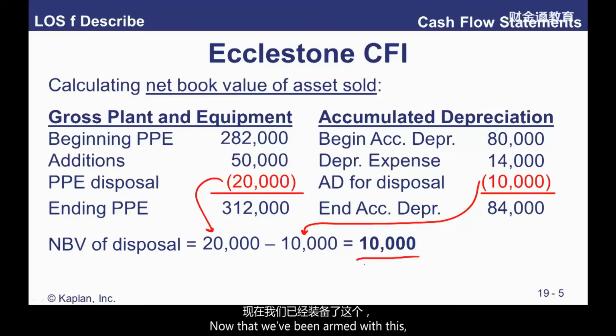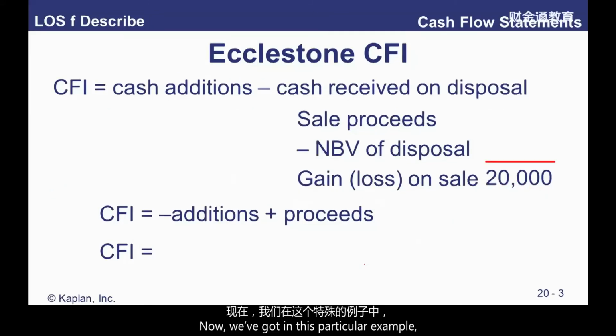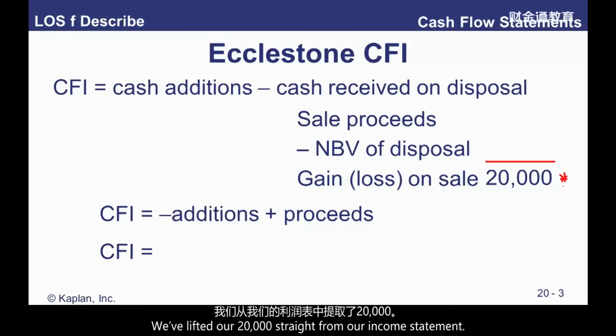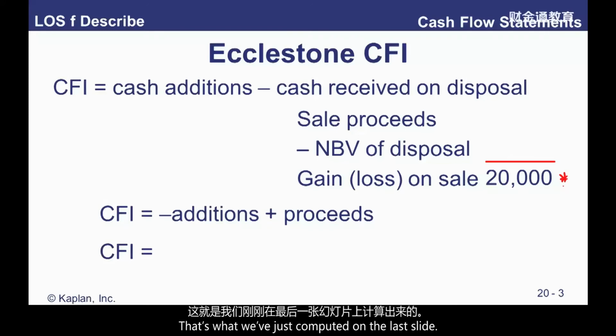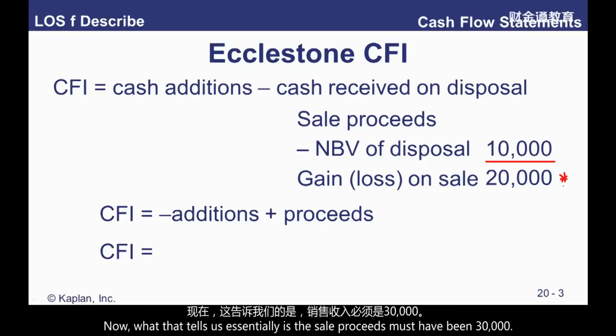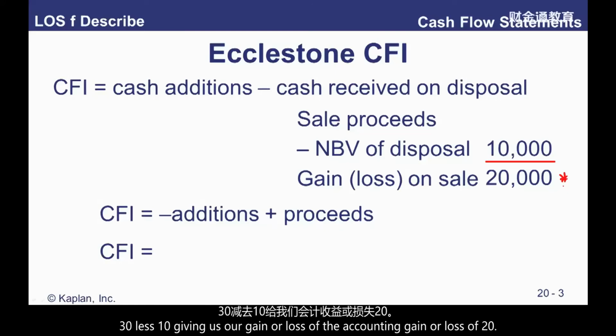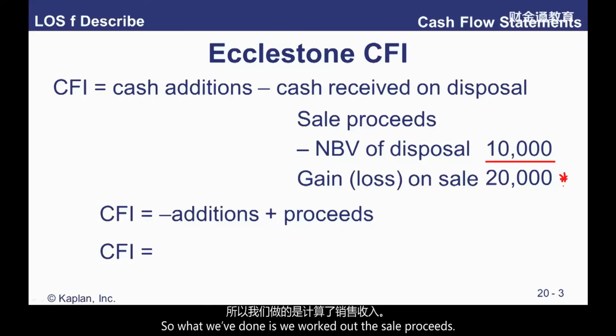Now that we've been armed with this, we can work out the proceeds received. We've got, in this particular example, a gain on asset disposal of 20,000. We've lifted our 20,000 straight from our income statement. We know that the asset disposed of had a carrying value of 10,000. That's what we just computed on the last slide. So let's put that in. Now, what that tells us, essentially, is the sales proceeds must have been 30,000. 30 less 10, giving us our accounting gain of 20. So what we've just done is we've worked out the sale proceeds.